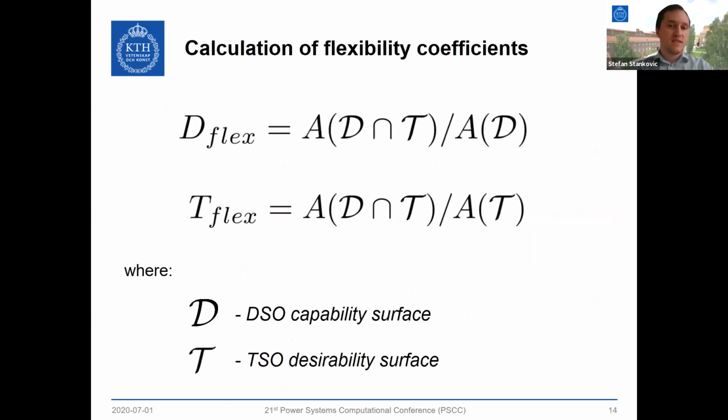Now, when we find the DSO and TSO surface, we calculate the flexibility coefficients quite straightforwardly by this expression. So D-flex is basically the area of the intersection of the DSO and TSO surface divided by the area of the DSO surface, while the T-flex coefficient is the area of the intersection between DSO and TSO surface divided by the area of the TSO surface.